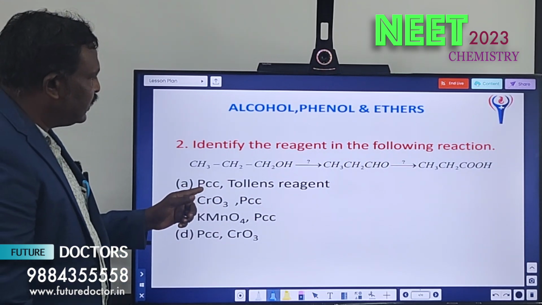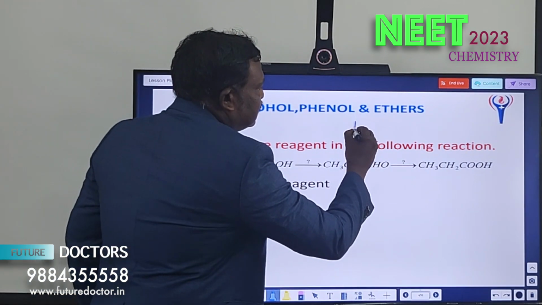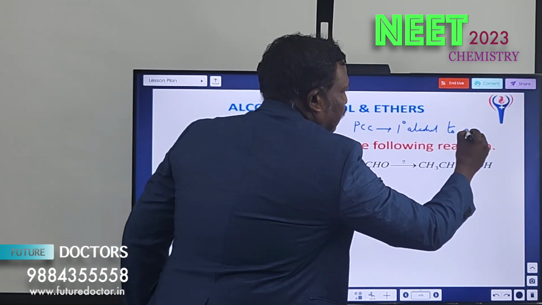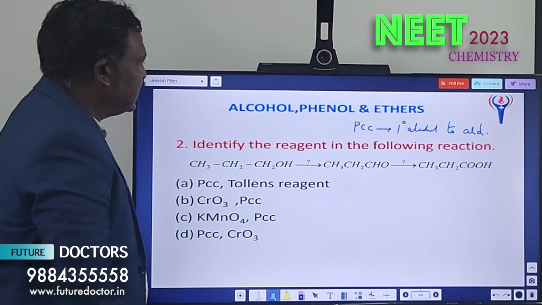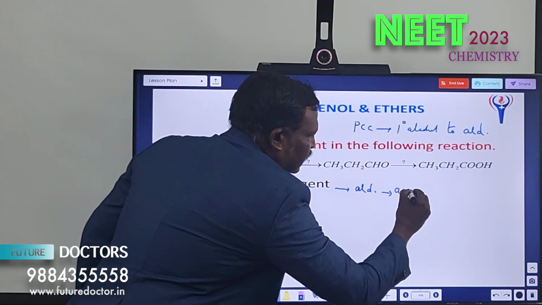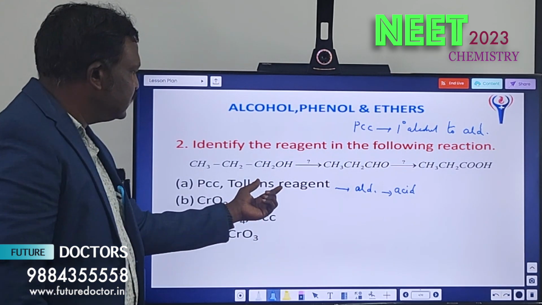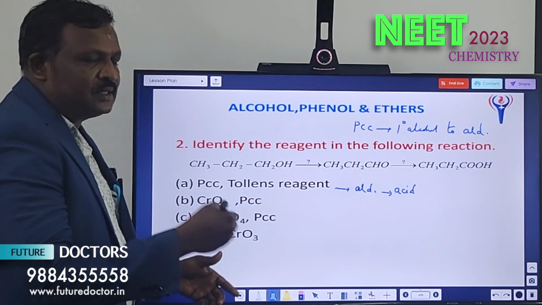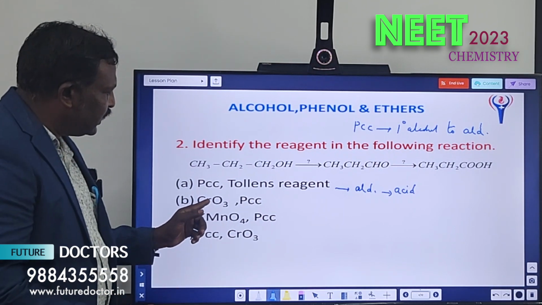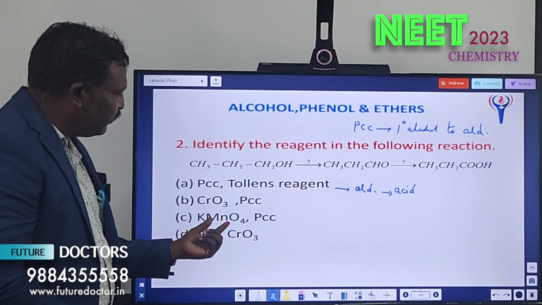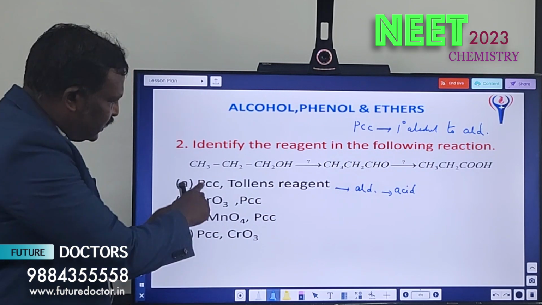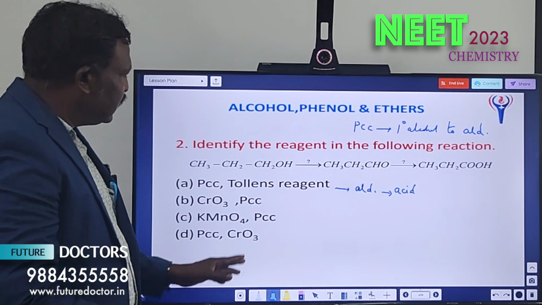What's PCC? PCC converts primary alcohol to aldehyde. Tollens reagent converts aldehyde to carboxylic acid. All these are mild oxidizing agents. Chromic oxide, as I told you in the previous sum, converts secondary alcohol into ketone. KMnO4 converts primary alcohol into carboxylic acid. So each reagent has some role, and if you know the roles, you can solve the sums.